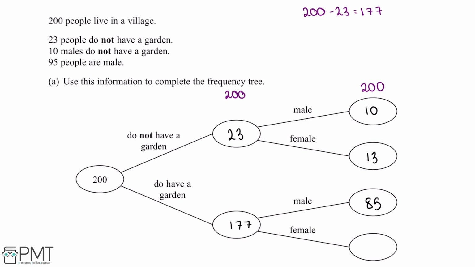And now in order to fill in this final circle, the number of females who do have a garden, we know that 177 people do have a garden and 85 of them are male. So if we do 177 minus 85, this gives us an answer of 92. So we know that 92 females do have a garden. Now this question is worth 3 marks, and we'll get all 3 marks for filling in this frequency tree correctly.